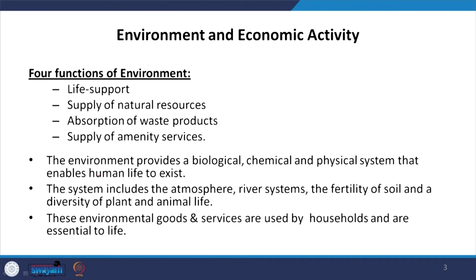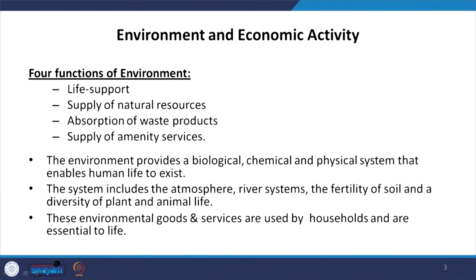And these four functions can also be interpreted in terms of four kinds of goods and services which are provided by the environment. First category is supporting services, second category is provisioning services, third is assimilative capacity or regulating services, and fourth is cultural services. So, these services are very important for our lives, for our livelihood, for our survival, and these will be discussed in detail in the coming lectures.